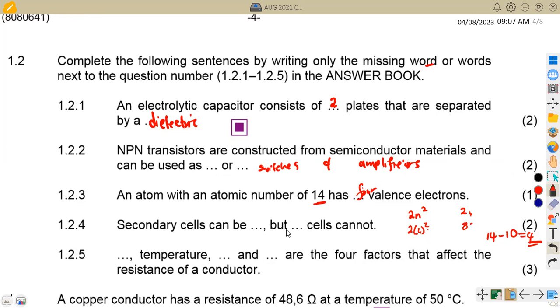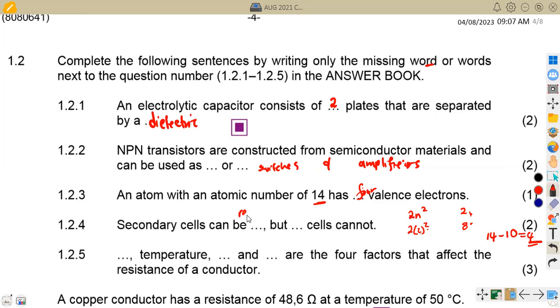Secondary cells can be recharged, but primary cells cannot, all right? So definitely, it can be rechargeable, but primary cells cannot. So secondary cells, you can recharge them.